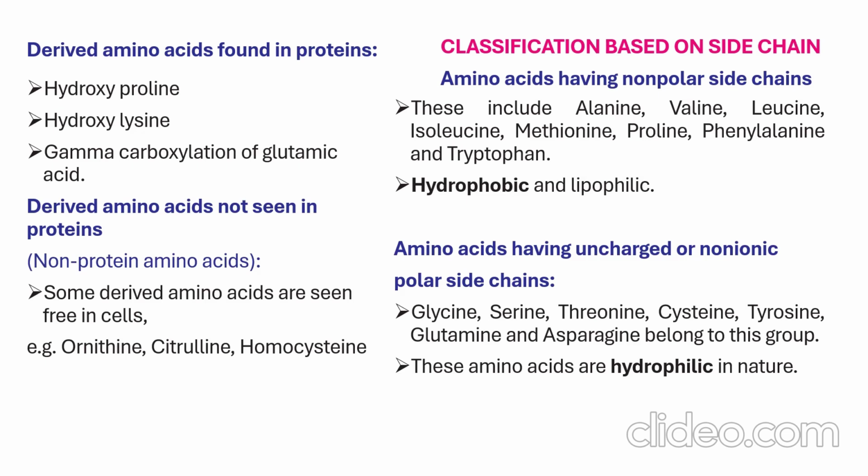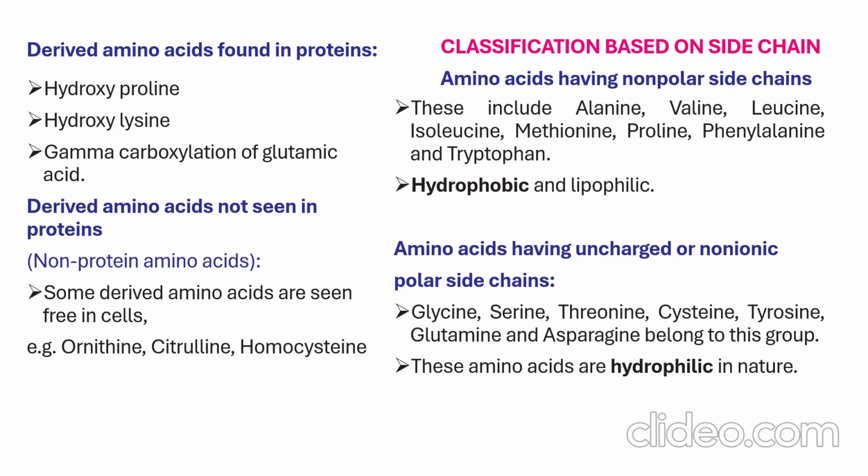Derived amino acids not seen in proteins are otherwise called non-protein amino acids. Some derived amino acids are seen free in cells, for example ornithine, citrulline, and homocysteine. These are produced during the metabolism of amino acids. Thyroxine may be considered as derived from tyrosine.